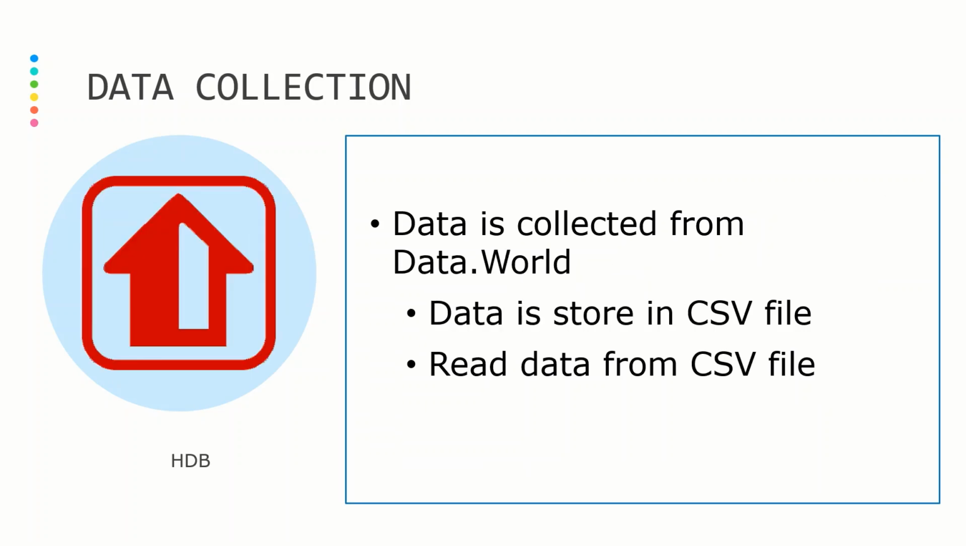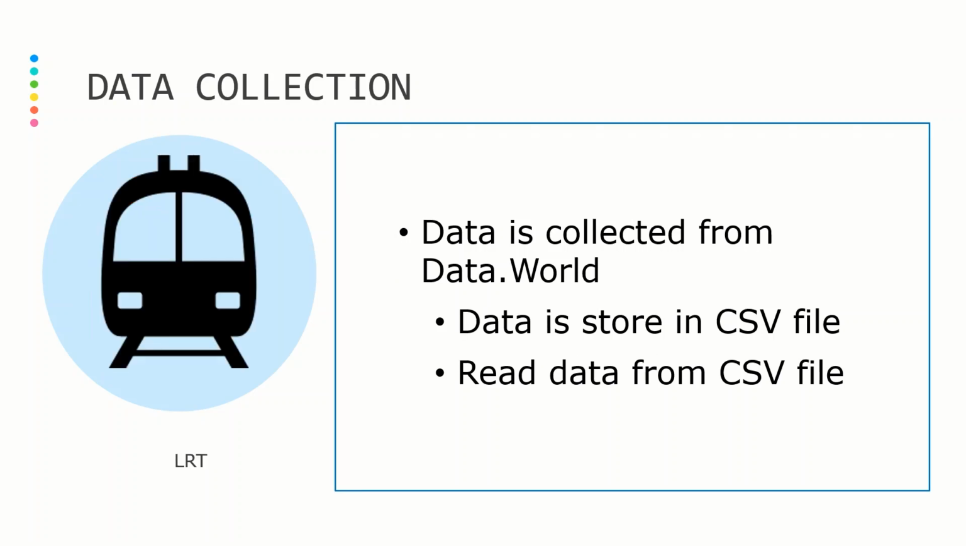For HDB, data is collected from data.world, stored in a CSV file and also read from a CSV file. Similarly, for the LRT, data is also collected from data.world, stored in a CSV file and read from a CSV file.